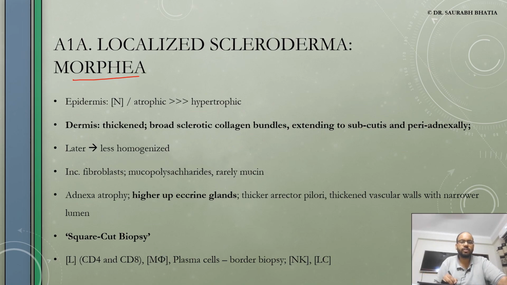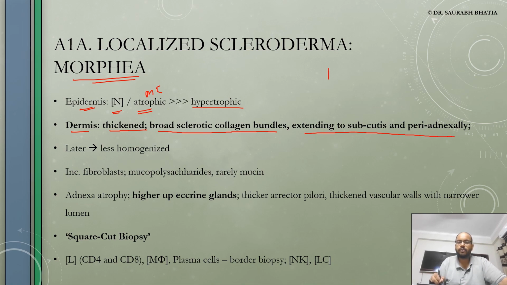Let's start with the histology of morphea. In morphea, the epidermis may be normal or it can be atrophic, and that is most commonly atrophic, a lot more than being hypertrophic. But again, remember in sclerosing reaction pattern, the action lies in the dermis. So in the dermis, there are thickened, broad sclerotic collagen bundles extending to the subcutis and periadnexally.